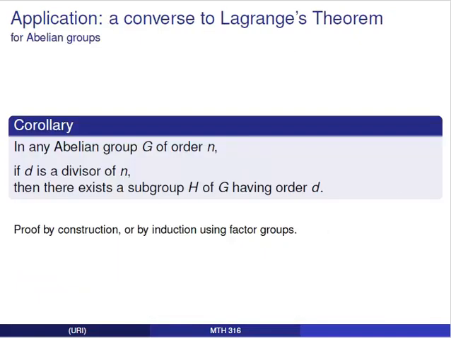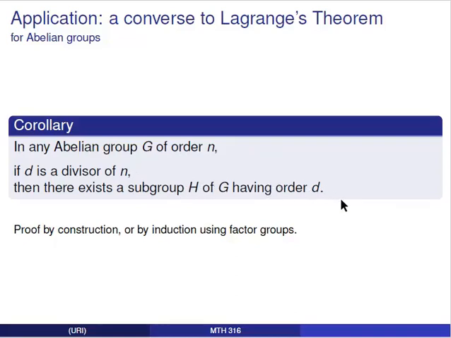Well, the last application of this fundamental theorem we'll mention in this video deals with Lagrange's theorem. Now, you'll remember that Lagrange's theorem said that for any group of order n, if H is a subgroup of G and H has order D, then D has to divide n. Now, the converse of Lagrange's theorem is not always true, but for abelian groups, it is. In any abelian group G of order n, if D is any divisor of n, then there must exist a subgroup H of G having that order D.